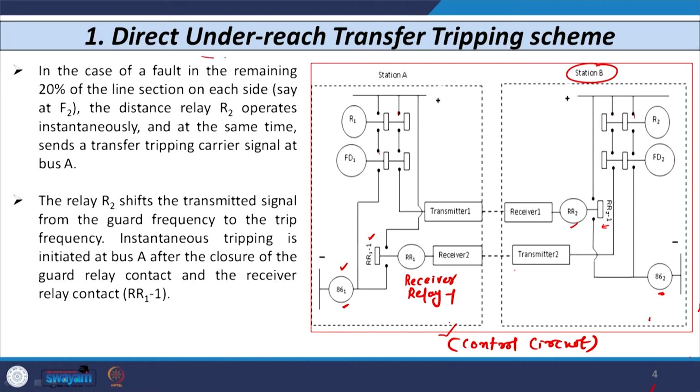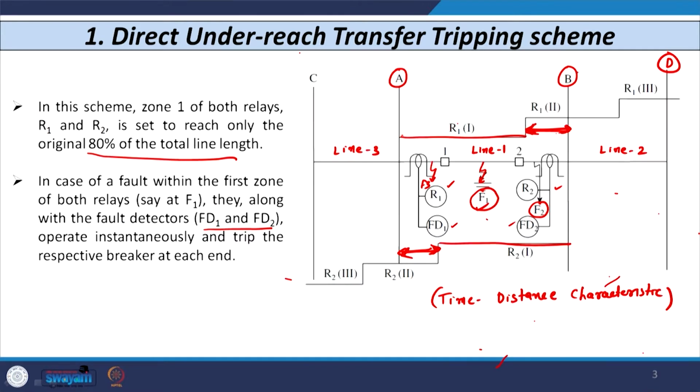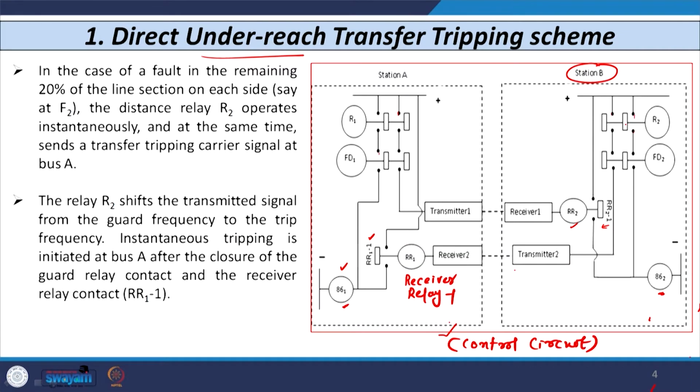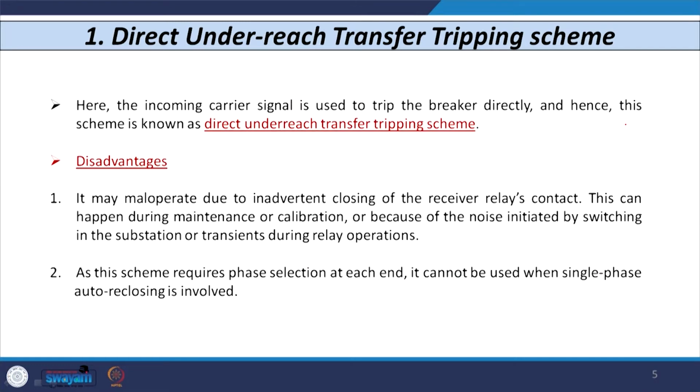The name underreach is given because the first zone of relays R1 and R2 covers 80% of the entire line length, not the full 100%. In the case of overreach, it covers the entire line section or beyond that. That is the main difference between underreach and overreach. So, because of this reason, this scheme is known as the direct underreach transfer trip scheme.